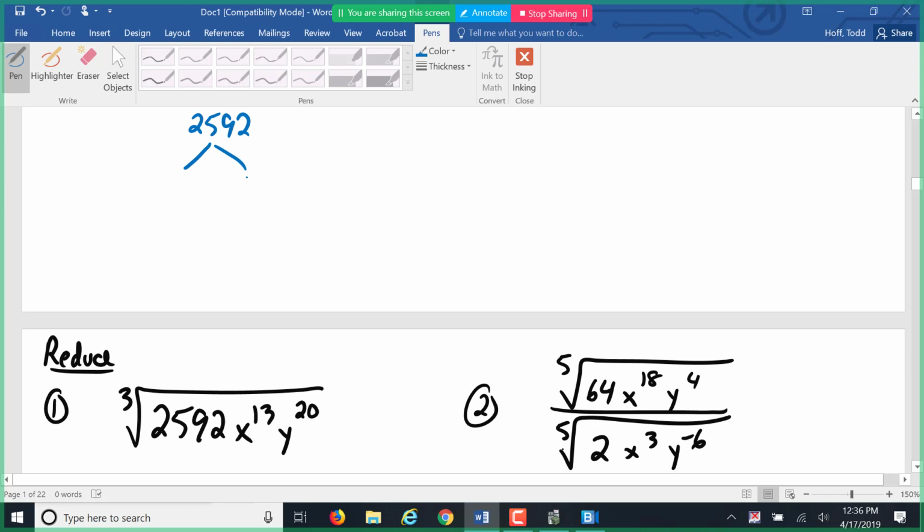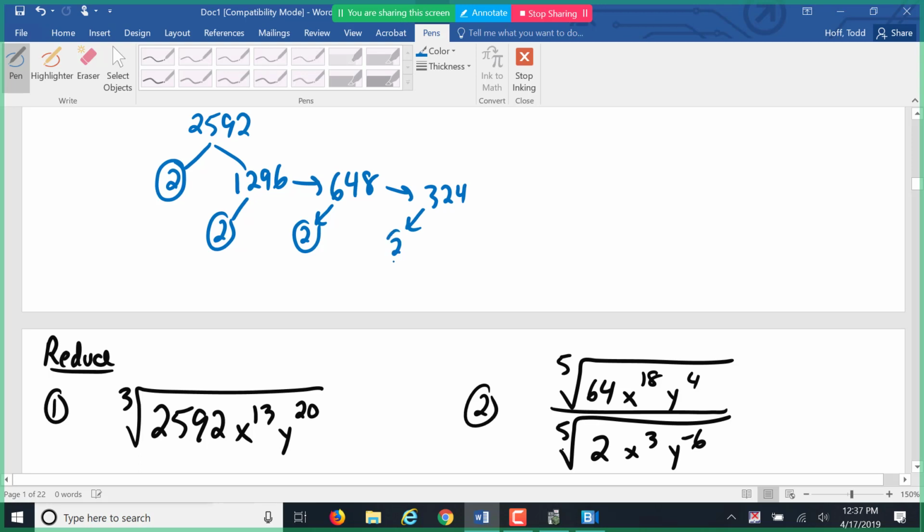Well, when I look at this, it's really tough to figure out what it can be divided by. But I can see right away that it can be divided by 2, so let's divide it by 2. That would give us 1,296 left over. It's still even, so I can divide it by 2 again. That leaves us 648. Still divisible by 2. Let's keep doing that. 324, still divisible by 2. That would leave us with 162. Well, it's still divisible by 2.